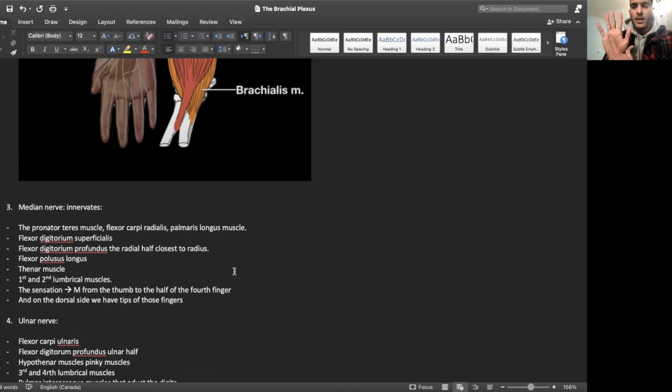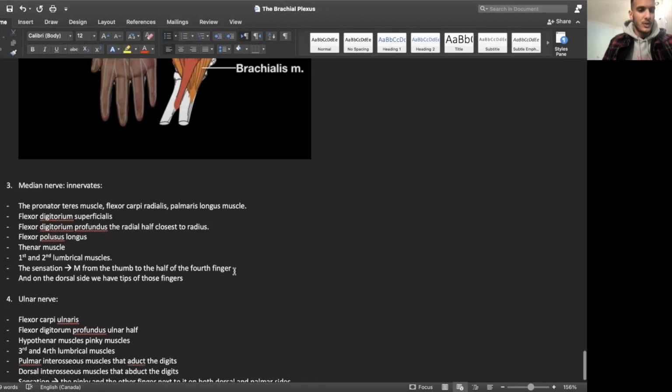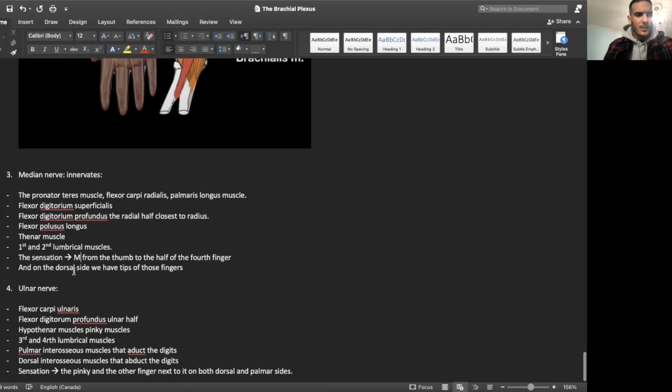And so it goes, just remember something like an M that goes around this part, so the palmar side. Okay, and this side right here is innervated by the radius. This is innervated by the median, and then the pinky and the finger next to it, like half of that, is completely innervated by the ulnar nerve on both sides, the palmar and the dorsal, and you will see right here. And of course, the median nerve innervates on the dorsal aspect, the tips of those fingers.